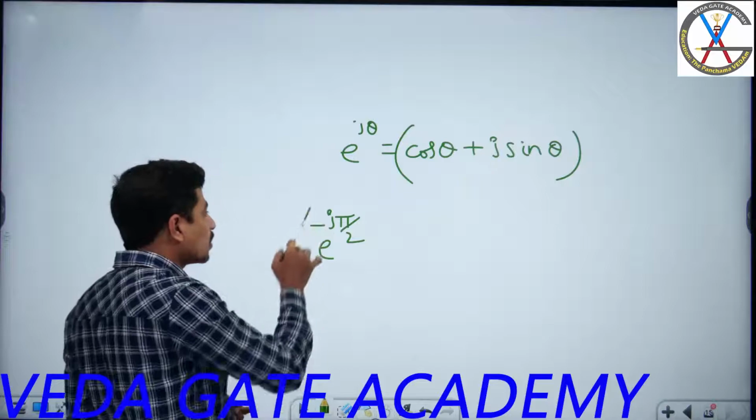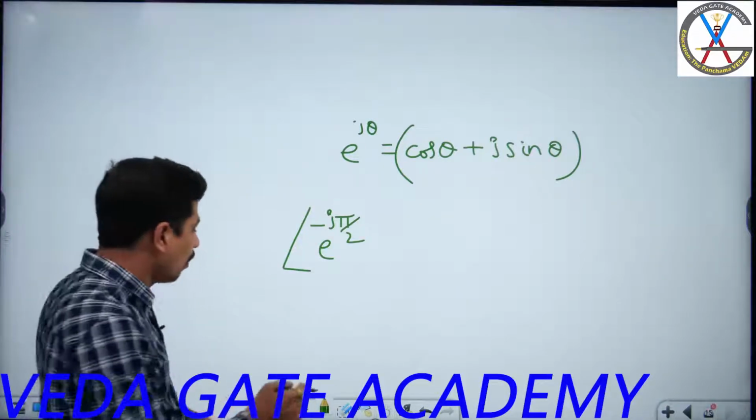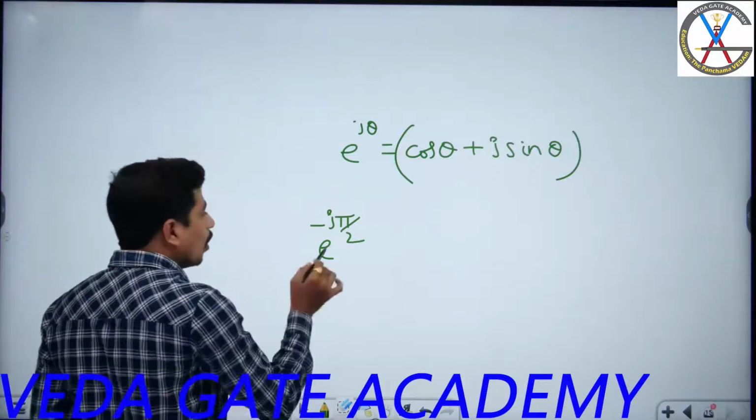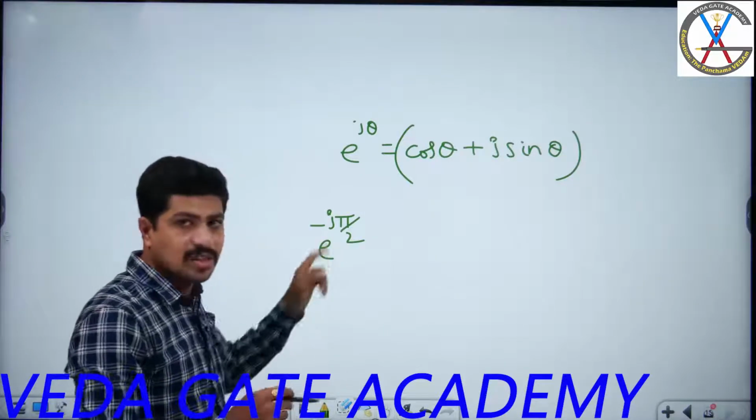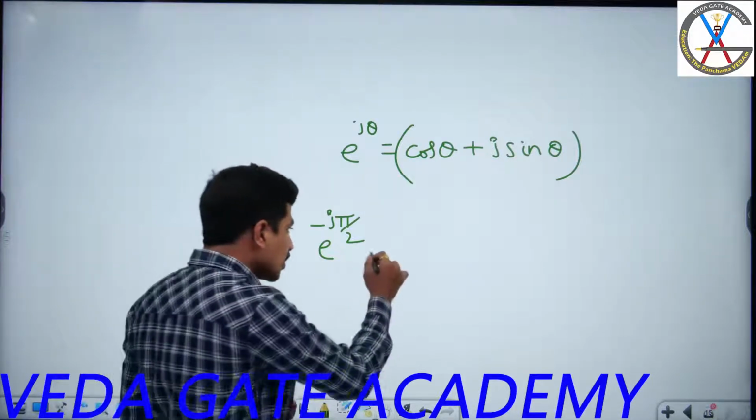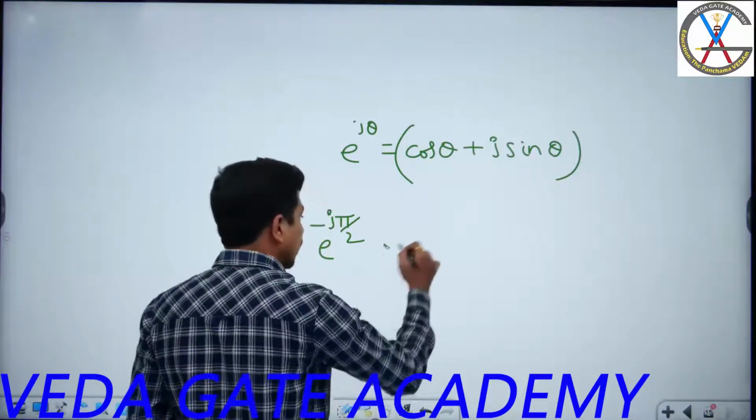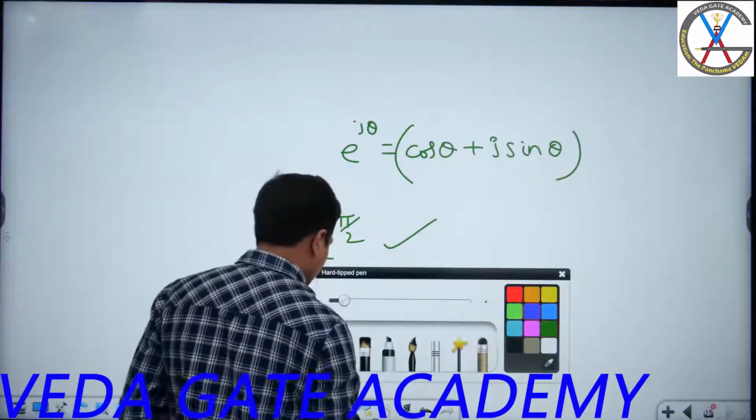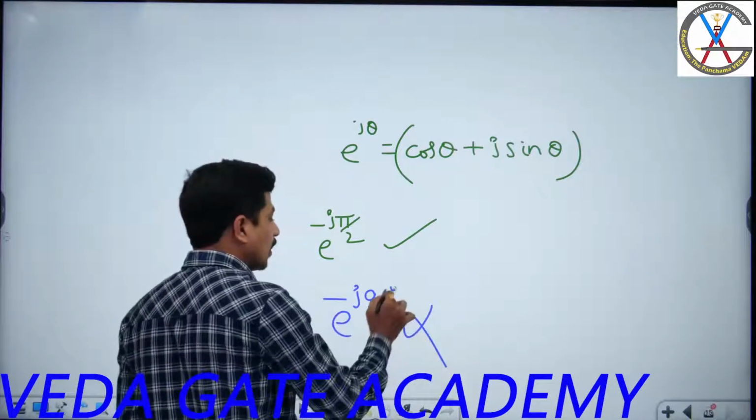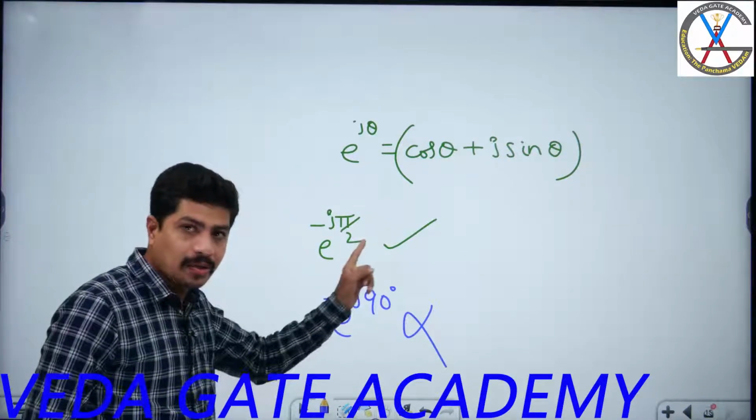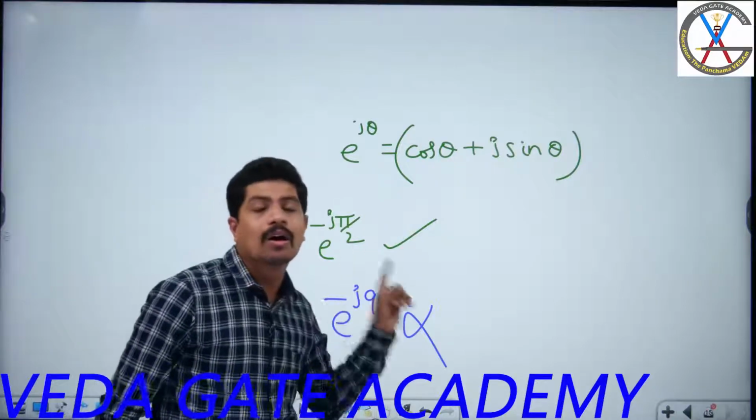Now I want its angle. What is the angle from this one? You are going to get pi by 2. From this one, theta, how much are you going to get? Pi by 2. This is correct. But what is not correct? Writing e power minus j 90 is wrong. You should not write like this. E power minus j pi by 2 is correct, but e power minus j 90 is wrong.